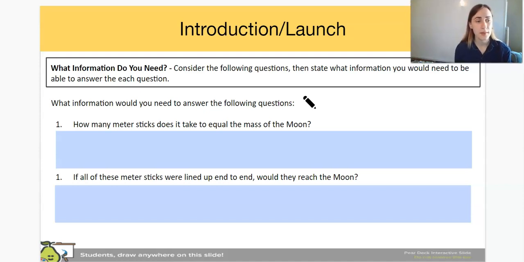Take some time and consider what you would need to know to be able to answer those questions, and list your thinking in the blue box. Once you've had enough time to think about each of these questions and write your lists in the blue boxes, we'll move on together to slide B.